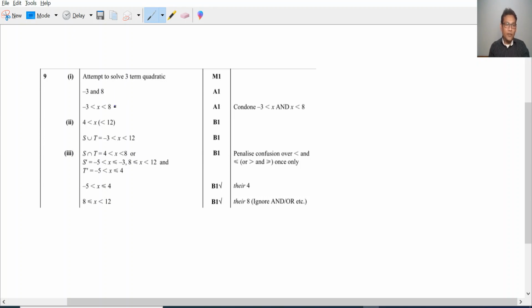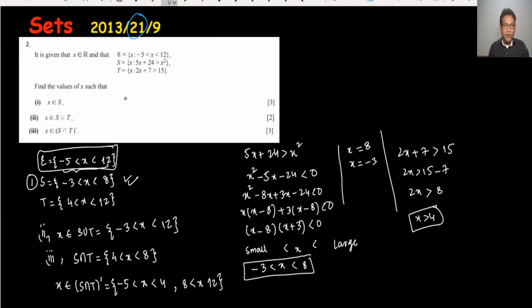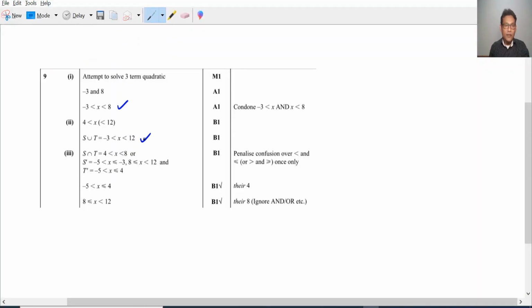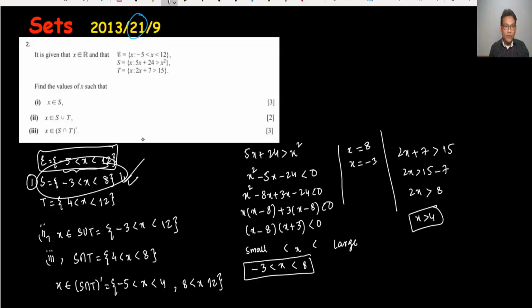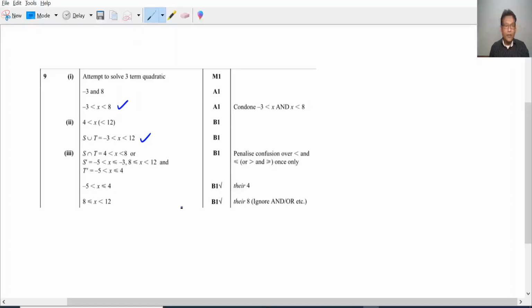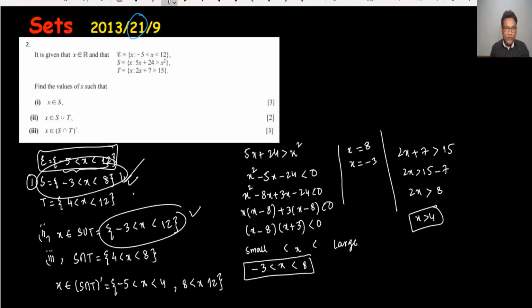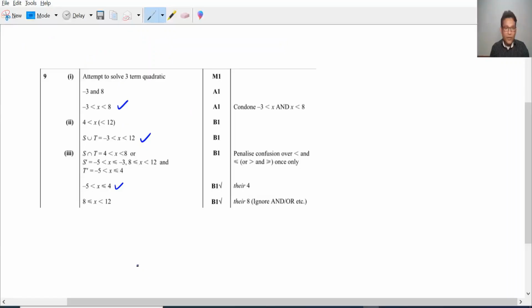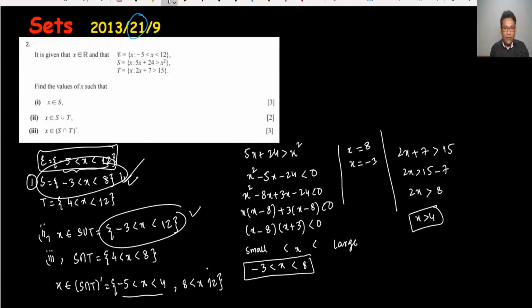The first part is minus 3 to 8, we have done this, it is here, minus 3 to 8. Second is minus 3 to 12, we have done, right, absolutely right. The last part, we have two parts, minus 5 to 4, and 8 to 12. Let me check the final answer. Minus 5 to 4, and 8 to 12, absolutely we have done right. So we have done question number 9 from 2013, variant 1.